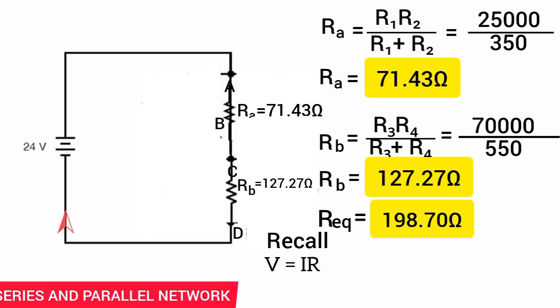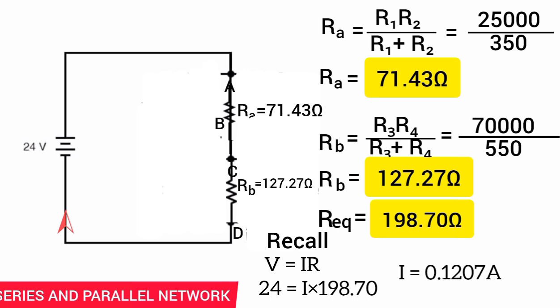That is Ohm's law. So we know the voltage here is given to be 24 volts, equal to the current, which will be our I total, which we don't know, multiplied by the resistance, which is our R equivalent, given as 198.70. And when you make the total current the subject of the formula, we have 24 divided by 198.70.